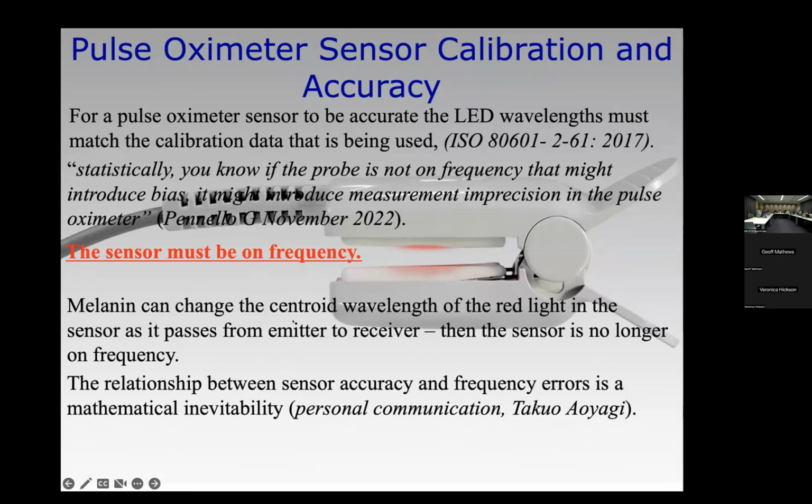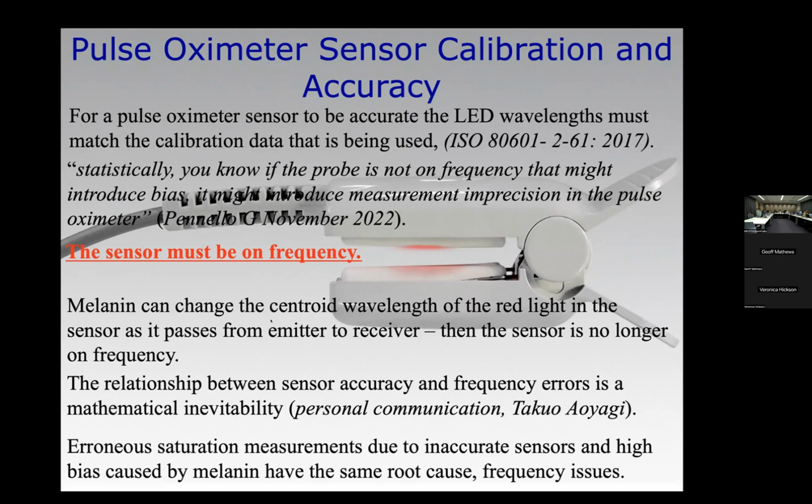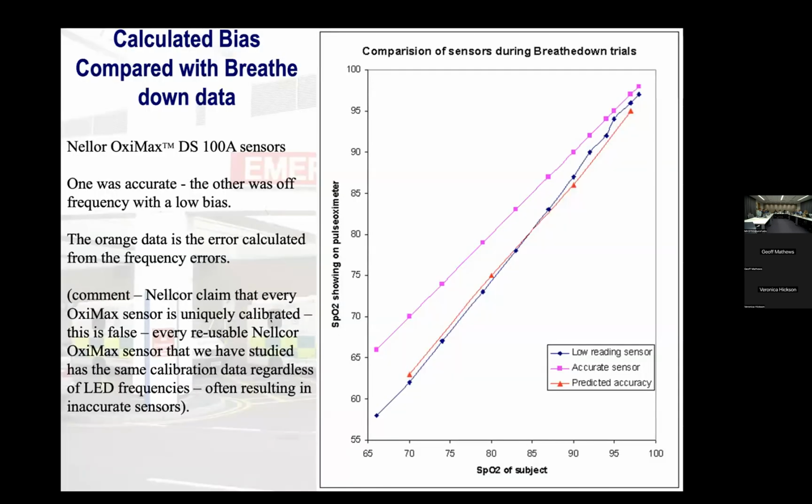Melanin can change the centroid wavelength of the red in the sensor as it passes from emitter to receiver. When this happens, the sensor is no longer on frequency. And the other point is the relationship between any sensor accuracy and any frequency errors is a mathematical inevitability. Okay. Just off the bottom of the slide, just read it. What's that say? Yeah, erroneous calculation measurements due to inaccurate sensors and high bias caused by melanin. That's the same root cause. Yeah, what we're saying here is a high bias sensor and melanin bias are very similar phenomena.